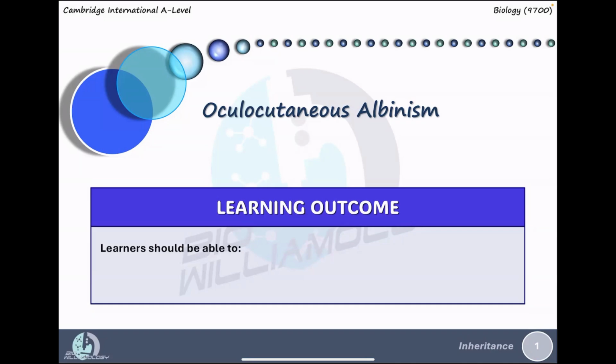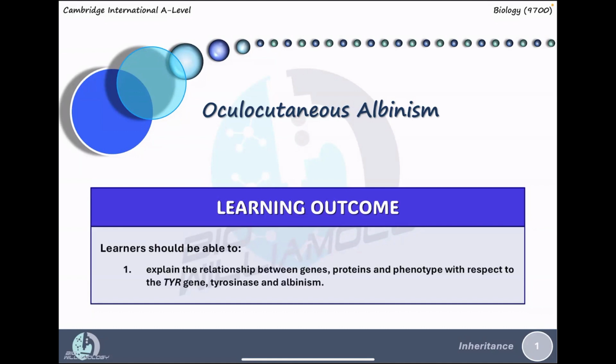In this lesson, we will explore oculocutaneous albinism. At the end of this lesson, you will be able to explain the relationship between genes, protein, and phenotype with respect to the TYR or tyrosinase gene, tyrosinase, and albinism. Let's get started.